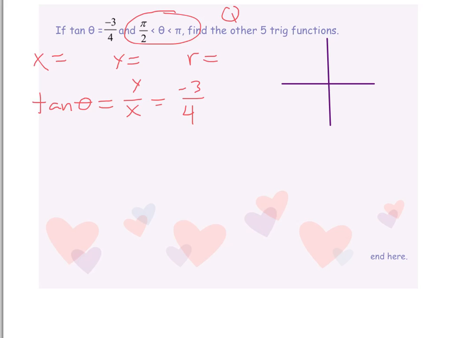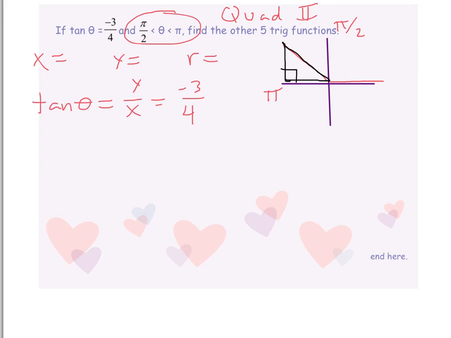Well, pi over 2 is right here. Pi is right here. This is just a fancy way of telling us that our angle is in quadrant 2. Okay, so here's my initial side. Here's my terminal side. And now I'm going to draw in the right triangle that's formed by the reference angle.